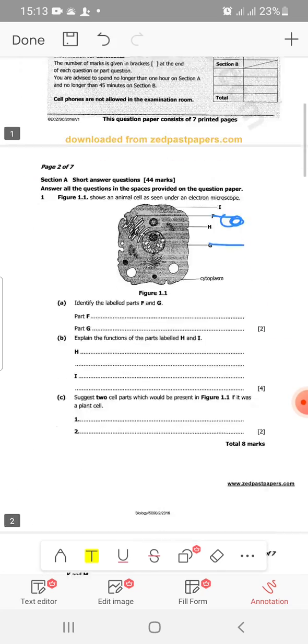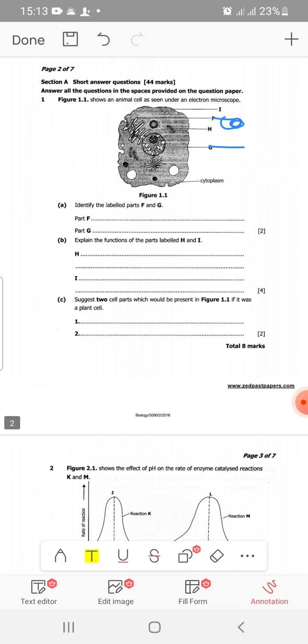Okay, so we go to question B. Explain the functions of the parts labeled H and I. So part H, we say that's the mitochondria. Mitochondria act as a powerhouse because that is where cell respiration takes place. So the function of part H is to enable the process of cell respiration to take place. So respiration takes place in the mitochondria to produce energy.